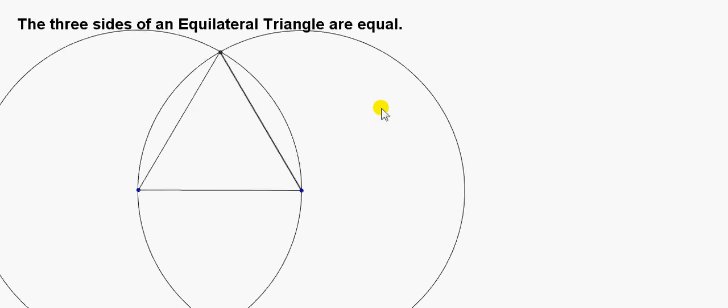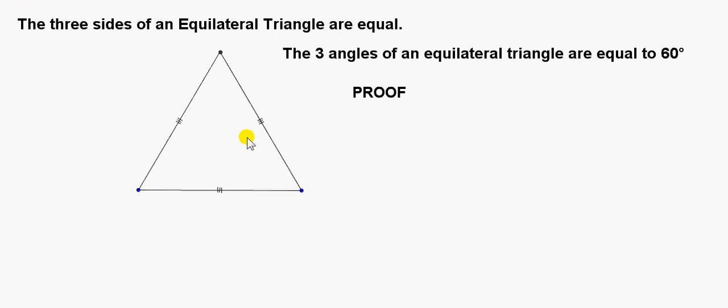These circles have equal radii. So the distance of here to here is the radius of a circle, as you can see. The distance of here to here is the radius of this circle here. The distance of here to here is the radius of the second circle, but the radii of both circles are the same. So the three lines here are the same. An interesting fact about equilateral triangles is that the three angles of an equilateral triangle are equal to 60 degrees.